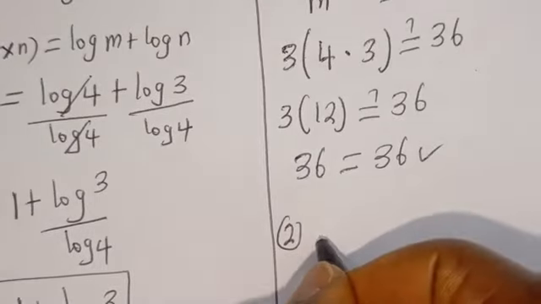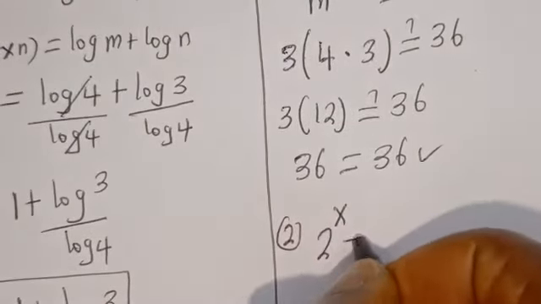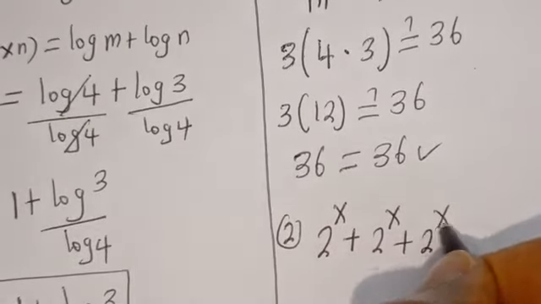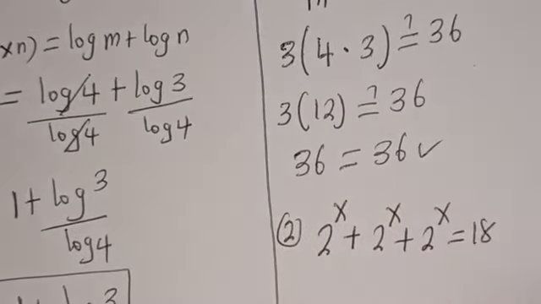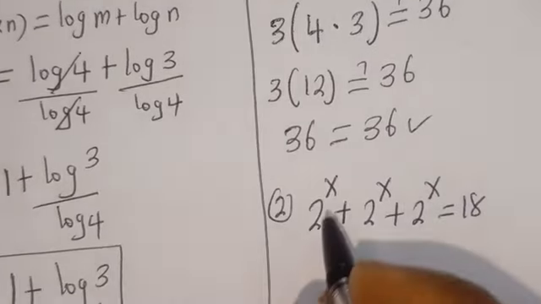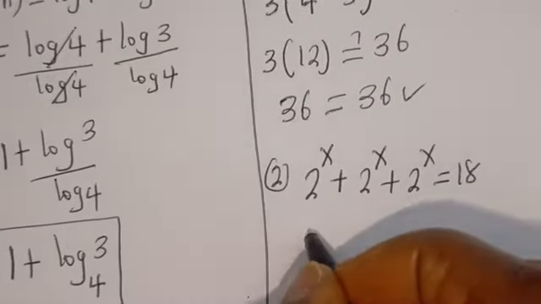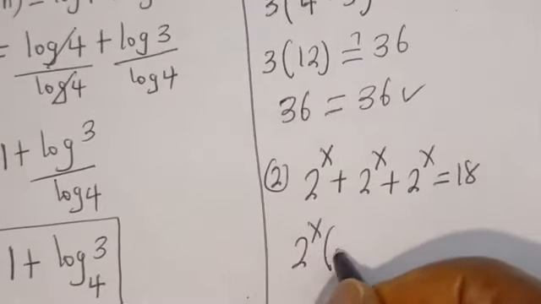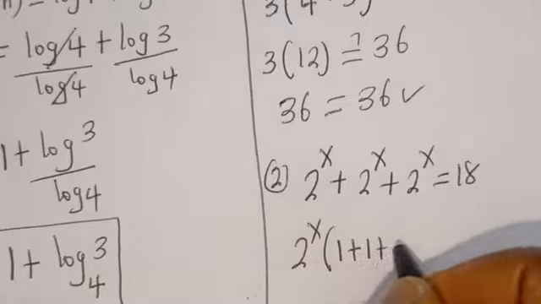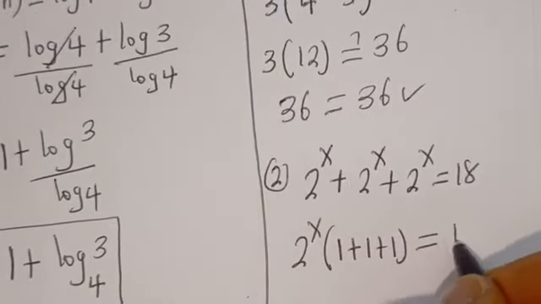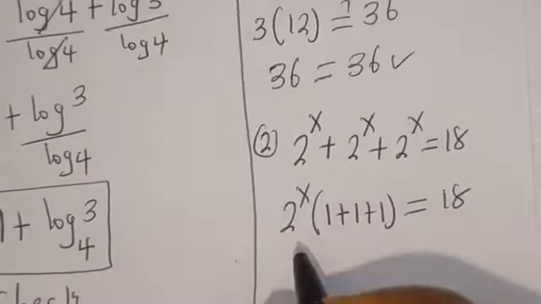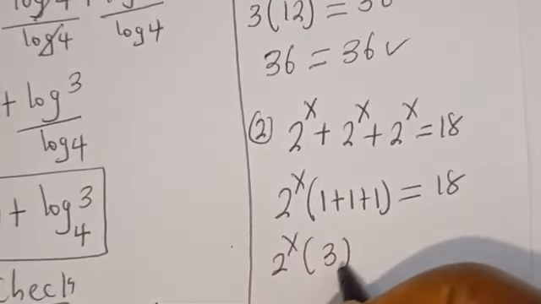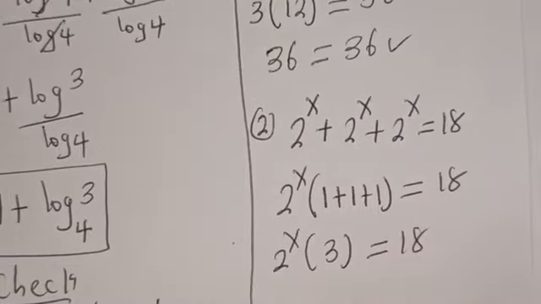Question 2 is 2 to the power of s plus 2 to the power of s plus 2 to the power of s is equal to 18. Then here 2 to the power of s is common. Let's bring it out. We have 2 to the power of s bracket, here is 1 plus 1 plus 1 is equal to 18. Then we have 2 to the power of s bracket 3 is equal to 18.